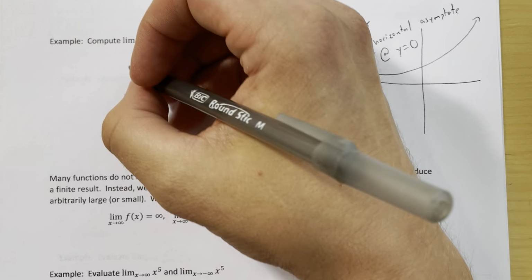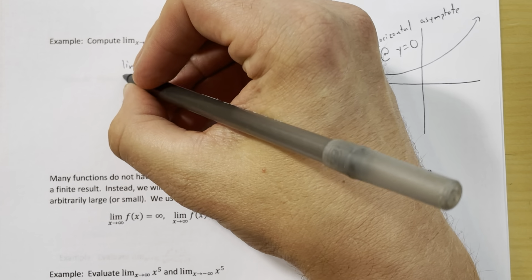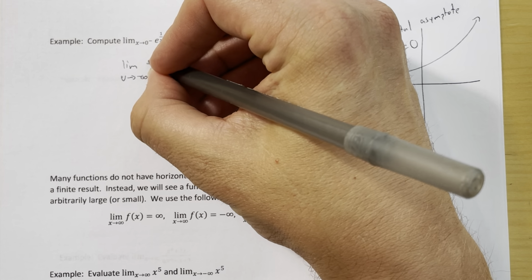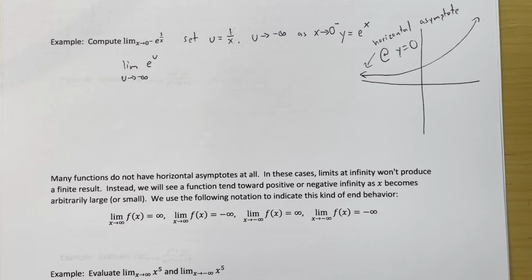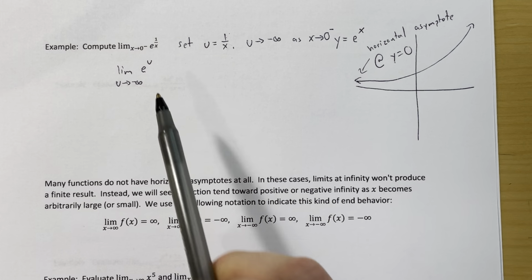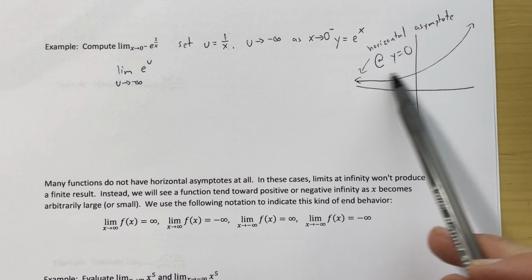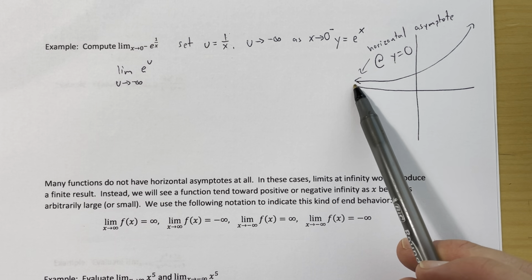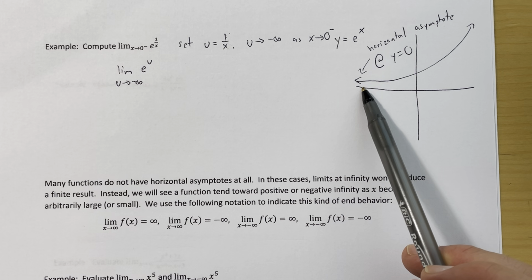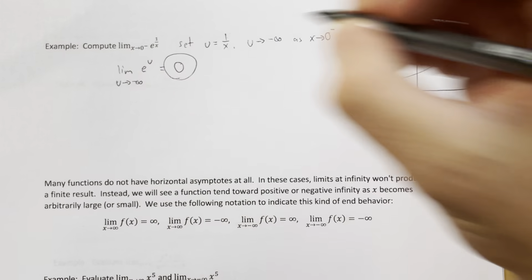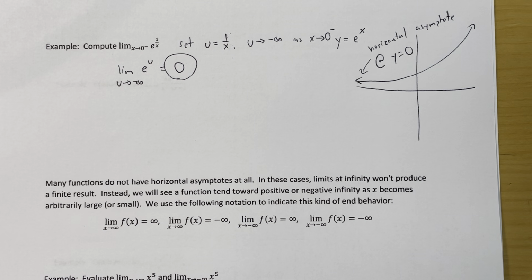So now making those substitutions, I can rewrite this as the limit as u approaches negative infinity of e to the u. But again, the u is just a label. The graph of e to the u is the same as the graph of e to the x. It's the same thing. And as we approach negative infinity, we know that there's a horizontal asymptote here. This should be approaching 0. Okay? So another example where a variable substitution was helpful.